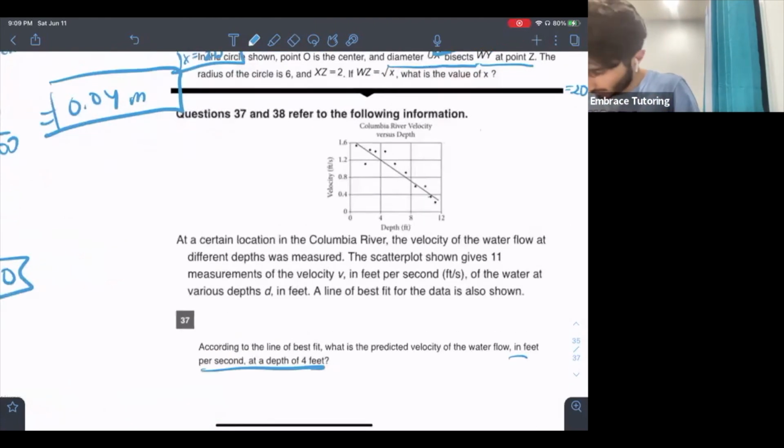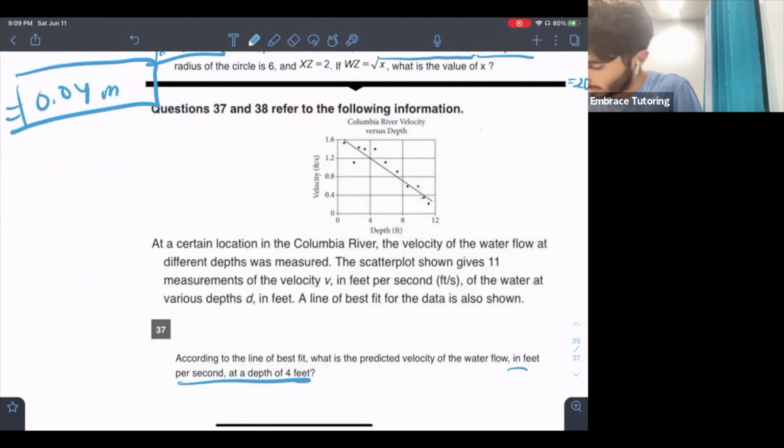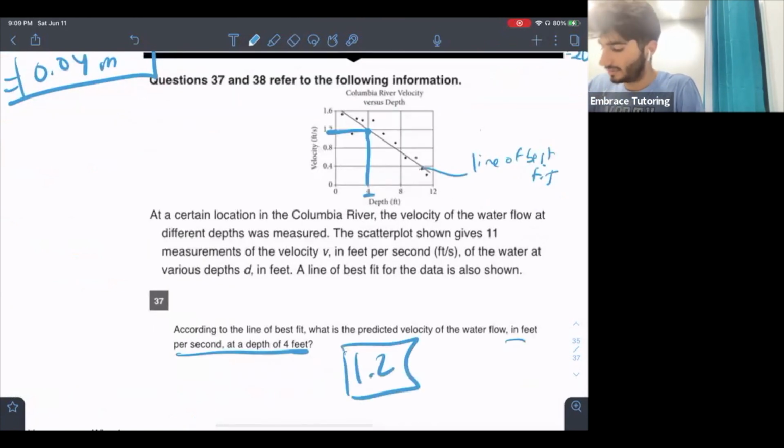So they give you a graph with the data. They're looking for the predicted velocity, which is the line of best fit at 4 feet. So if it's at a depth of 4 feet, you just look at the graph, it matches to 1.2, and that is your answer, the velocity.